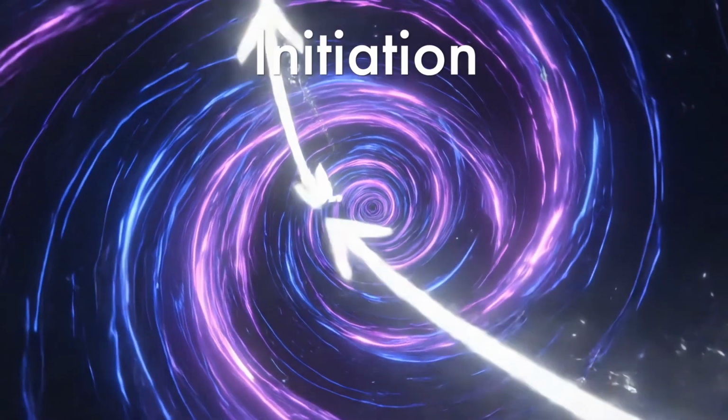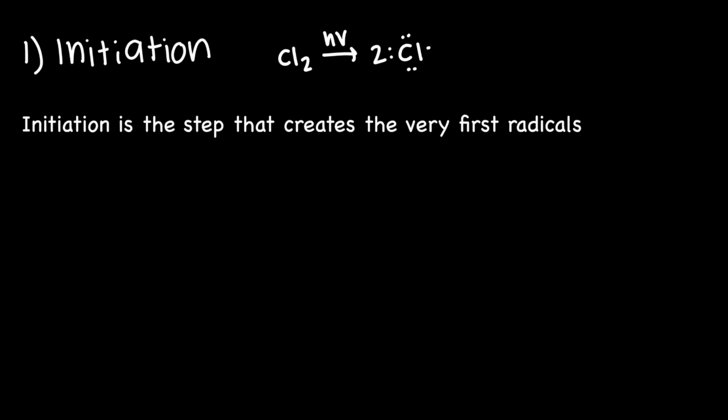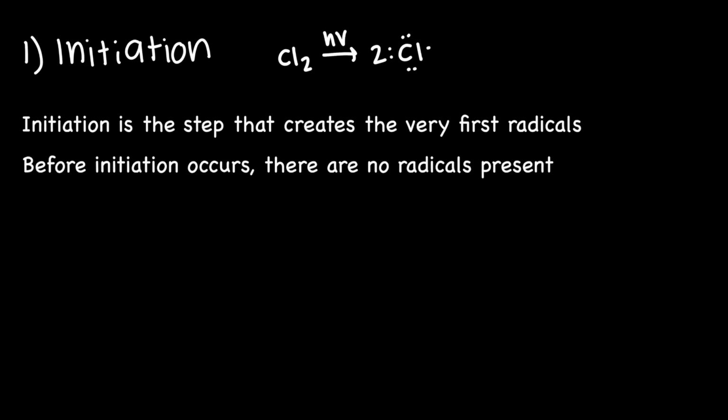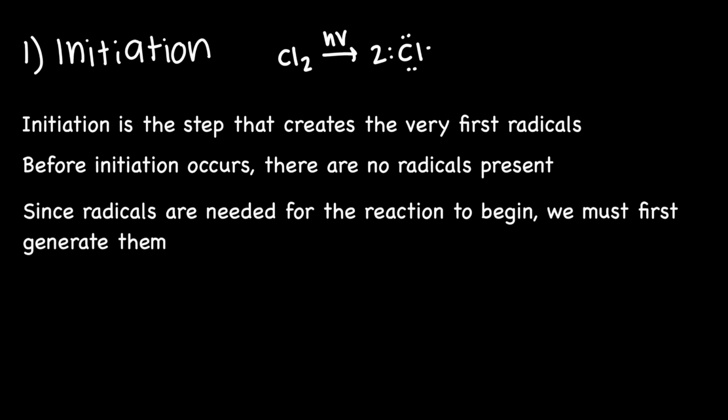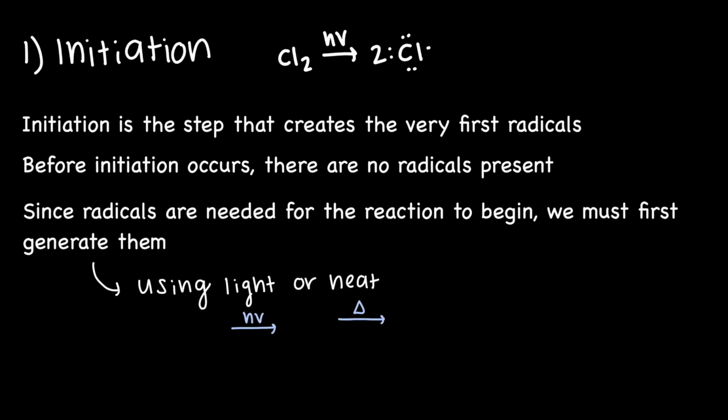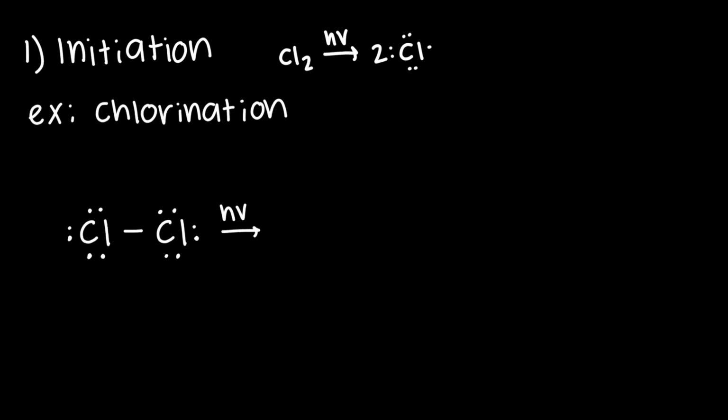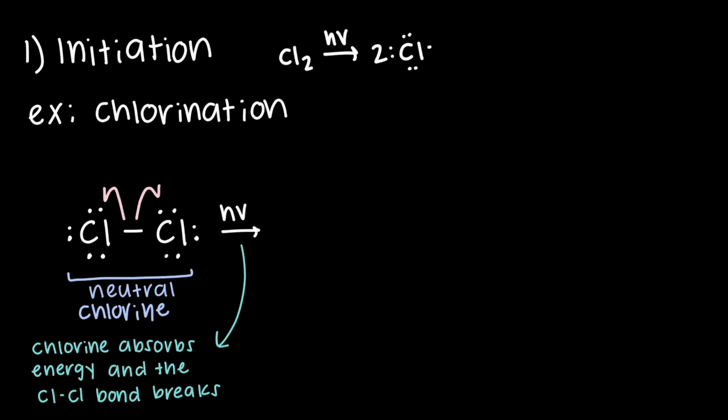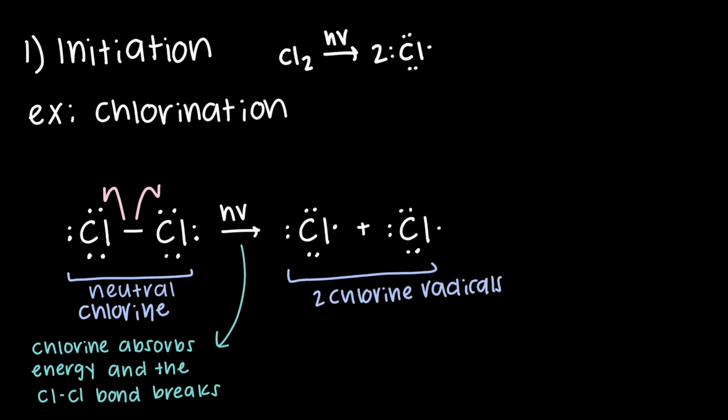Let's start with initiation. Initiation is the step that creates the very first radicals. Before initiation occurs, there are no radicals present. Since radicals are needed for the reaction to begin, we must first generate them. The most common way to do this is with light or heat. For example, in chlorination, chlorine absorbs energy and the chlorine-chlorine bond breaks. One electron goes to each chlorine atom. This produces two chlorine radicals.